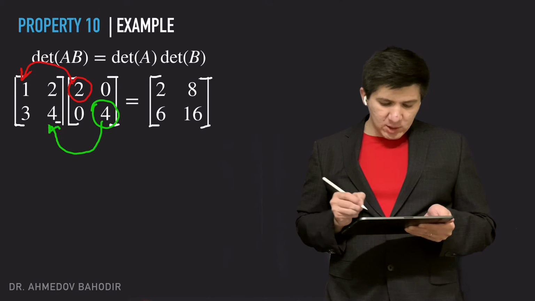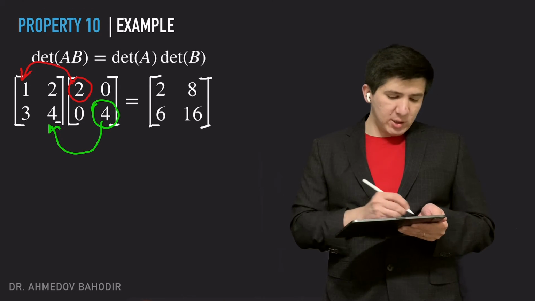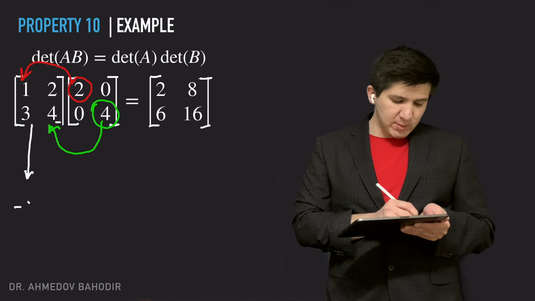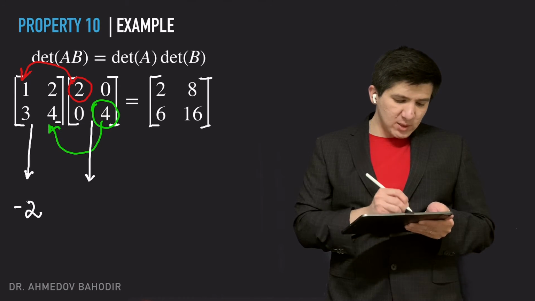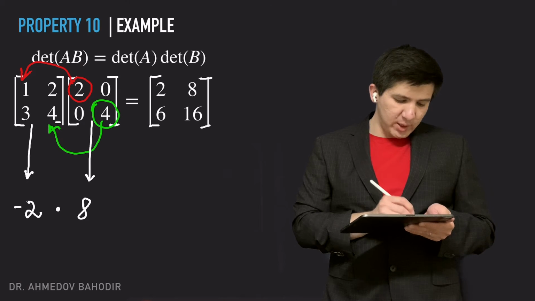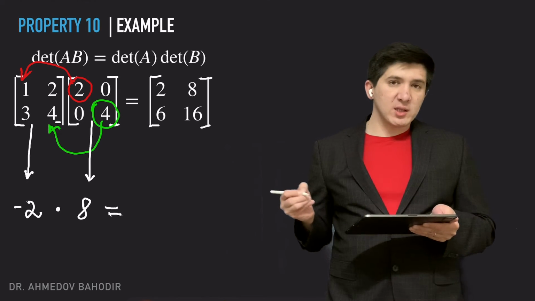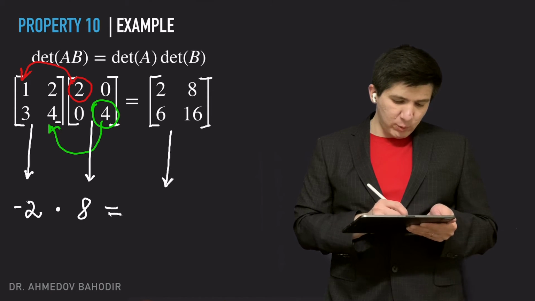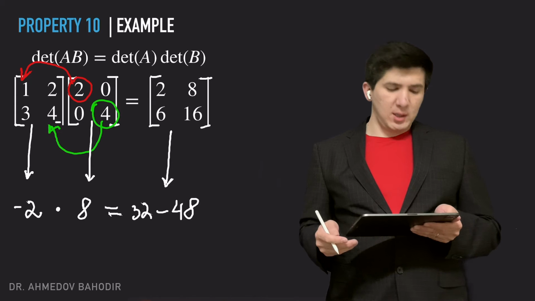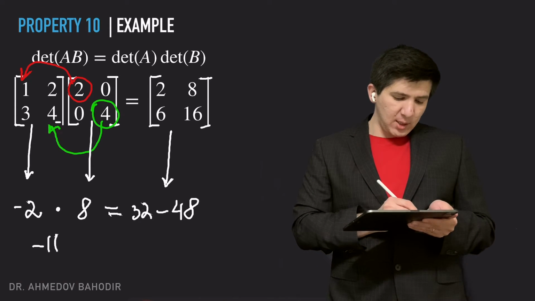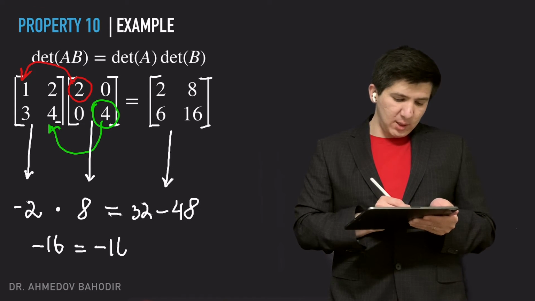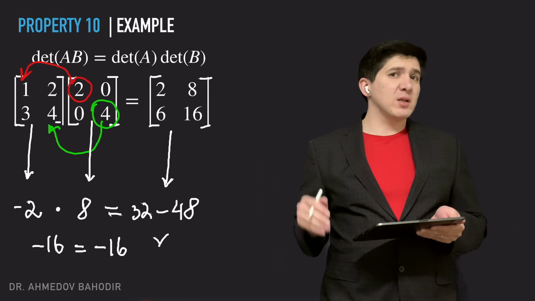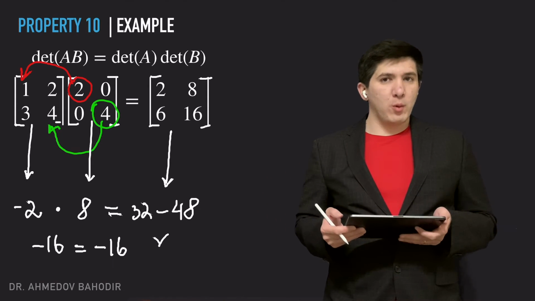So now I can calculate the determinant. The determinant of the first matrix is equal to -2. The determinant of the second matrix is equal to 8, because we know that it's a diagonal matrix. Now we need to check this equality, right? The determinant of the product matrix is equal to 2 times 16, which is 32, minus 6 times 8, which is 48. So 32 minus 48. On the left-hand side, I've got -16. On the right-hand side, I've got -2 times 8, which is -16. It is true, right? So this is just an illustration that property 10 works.